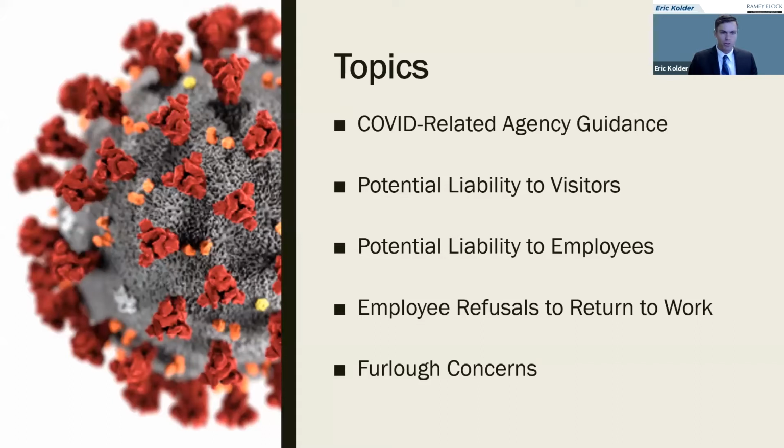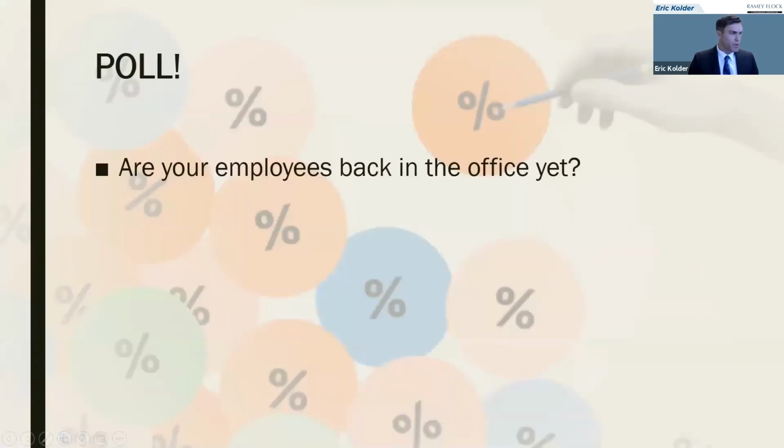We'll have a number of these polls throughout, and let's do the first one. The first question is, are your employees back in the office yet? And we'll give it a little bit to answer. The percentage is rapidly growing here. We're about at two-thirds voted. Give a couple more seconds and then we can stop it. All right, we're above 70%, so we can go ahead and stop the poll. I think I can do that.